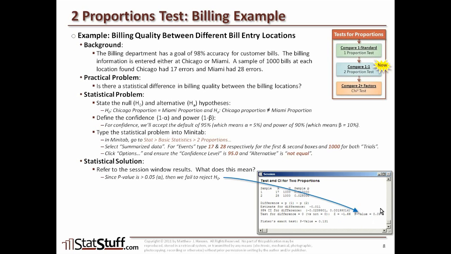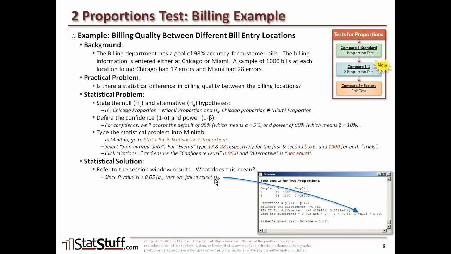We look for the p-value. In this case, the p-value is 0.097. So we're willing to accept 5% risk, up to 5% risk. But in this case, since our p-value is 9.7% risk, that's more risk than we're willing to accept. So in this case, again, we fail to reject the null hypothesis.